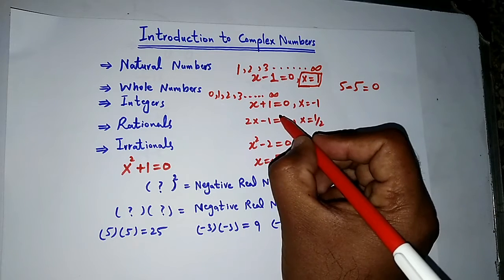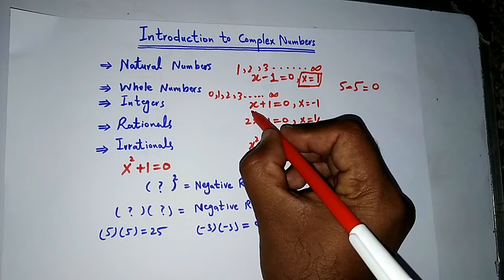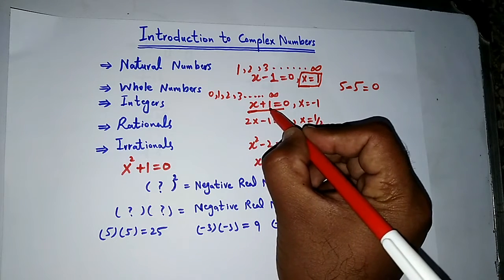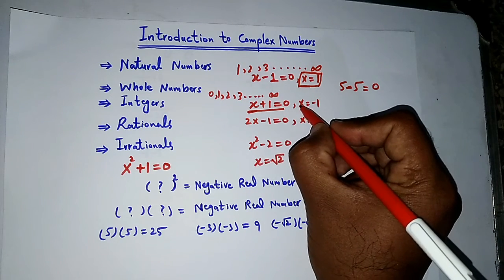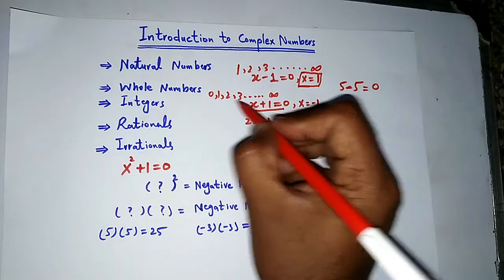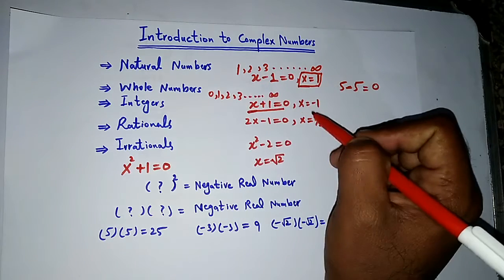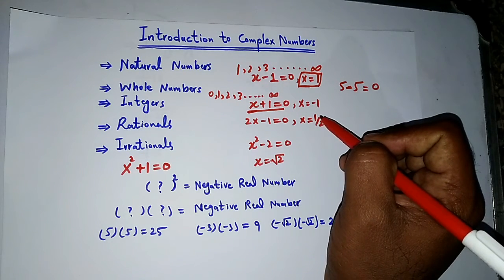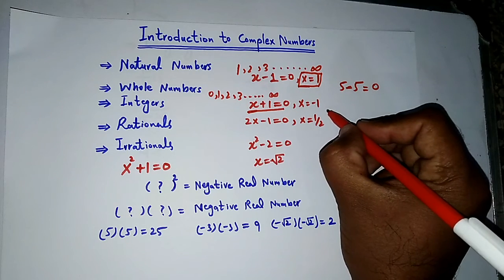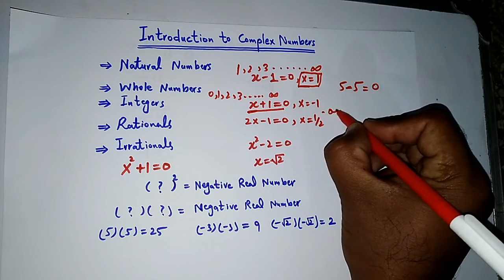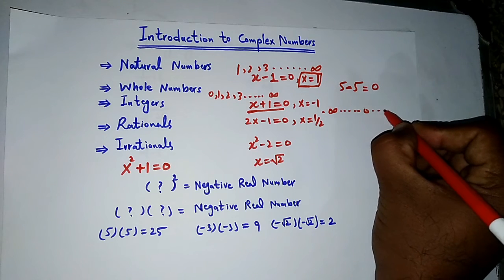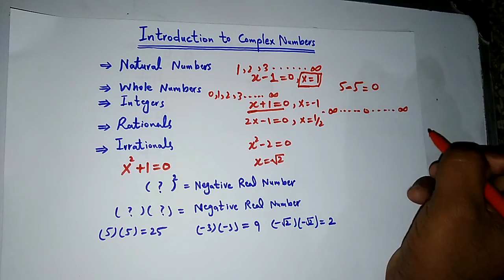Similarly, if we have an equation like x plus 1 is equal to 0, when we solve this, we see that the answer is x is equal to minus 1. Minus 1 is not a part of whole numbers, and it is also not a part of natural numbers. So here we needed a new number system and we generated integers. Integers are all negative numbers from minus infinity to 0, and then all positive numbers to infinity.